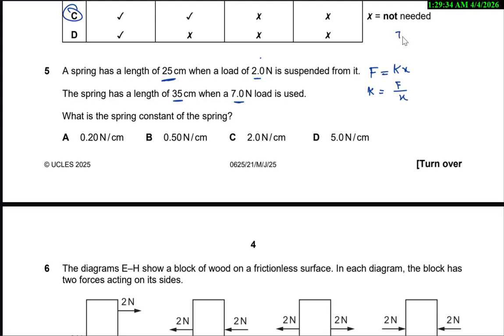So it means that 7 minus 2 equal 5 Newton is the resultant force. Initial length of the spring is 25 and final length is 35. So 35 minus 25 equal 10 centimeter. This is extension. So 5 over 10 means 0.5 Newton per centimeter. This is spring constant.